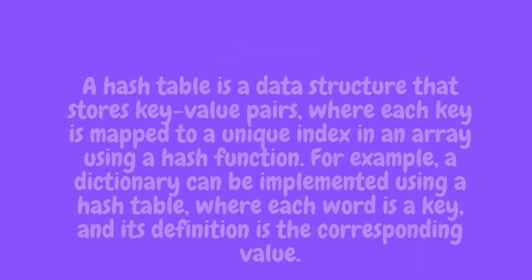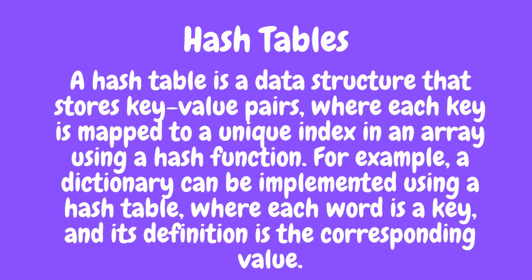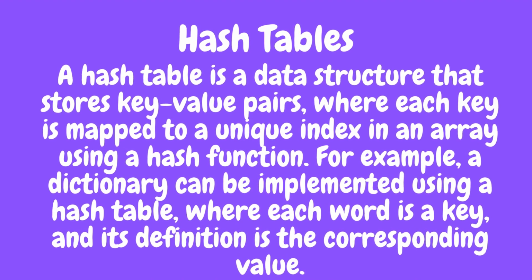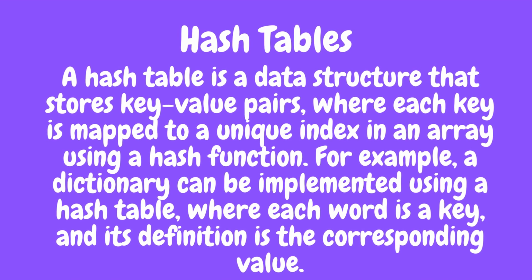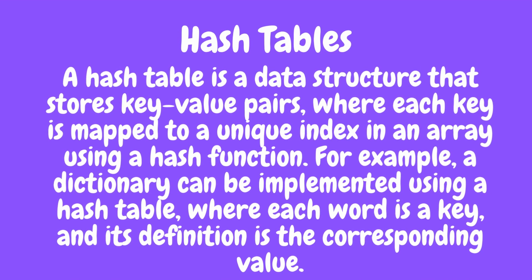Hash table is a data structure that stores key-value pairs. This is quite popular, where each key is mapped to a unique index in an array using a hash function. For example, a dictionary can be implemented using a hash table, where each word is a key and its definition is the corresponding value.